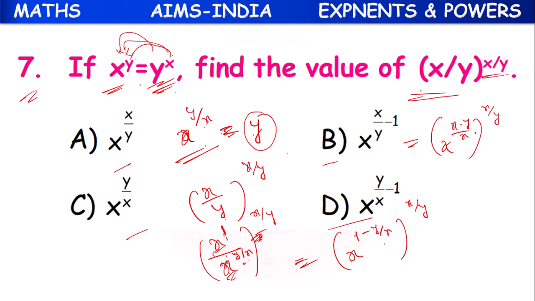Like this we can write. So that equals x into this, and this x gets cancelled. x to the power of x minus y will remain, by y. x minus y by y. Or x power, if we divide both, x by y minus y by y equals 1. So x power x by y minus 1 is the correct answer. So option B is the correct answer.